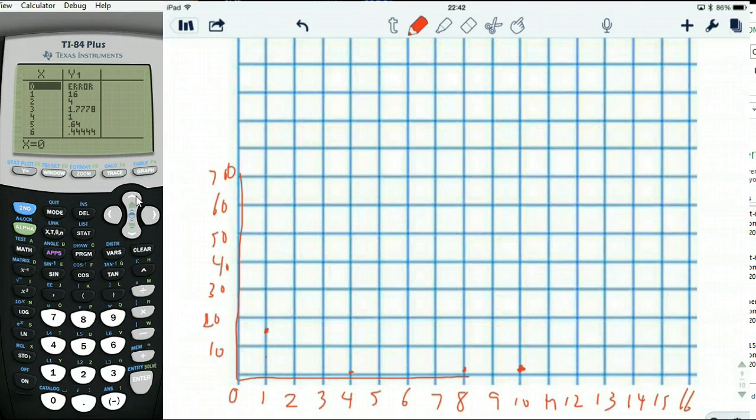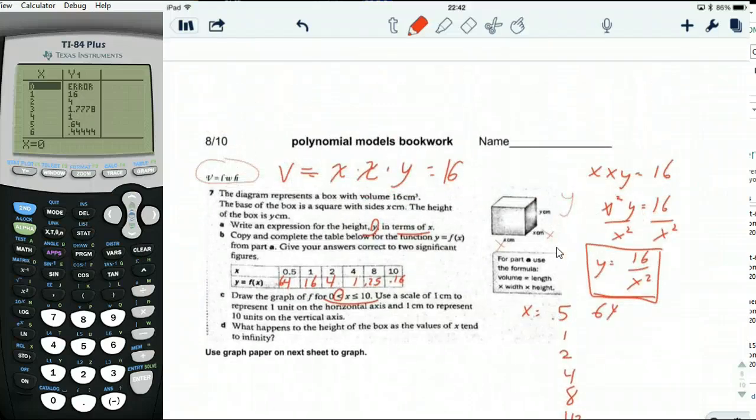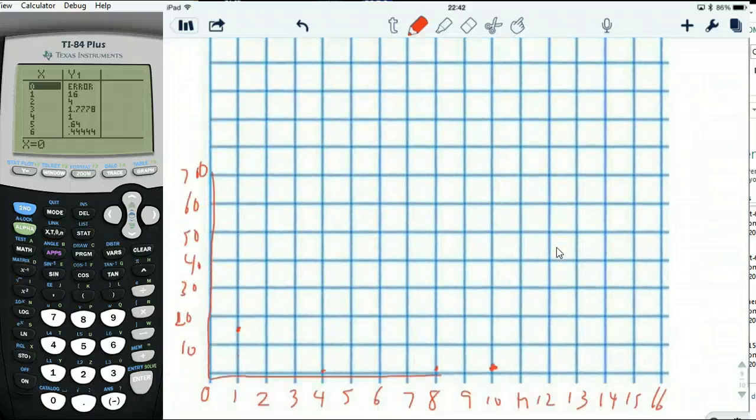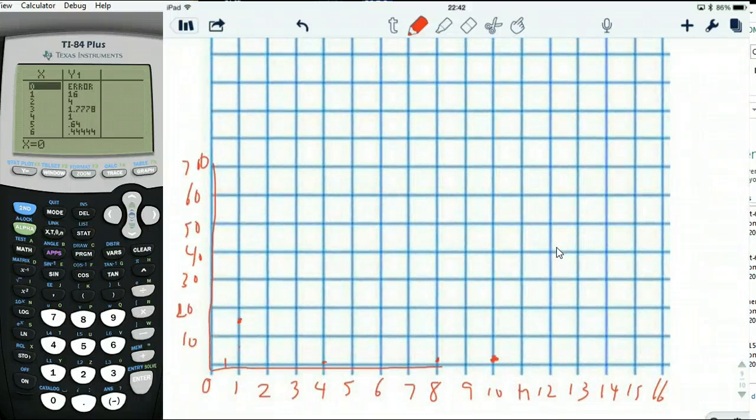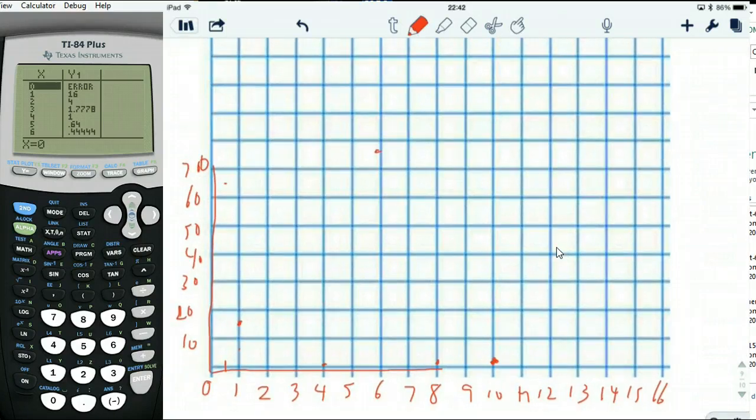And 0.5, I don't remember what 0.5 was. I think it was 64, wasn't it? 0.5 was 64. So 0.5, which is here, is 64, so it's about there. Okay, now let's use the blue pen, and this is a hyperbola, or kind of a hyperbola.